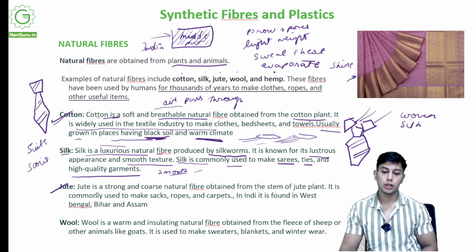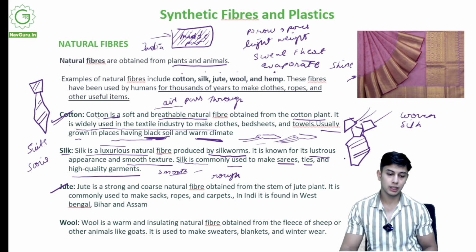Okay, so now we come to jute. What is jute? Jute is a strong and coarse material. What do I mean by coarse material? It is very rough. It is obtained from the stem of the jute plant. This is the jute plant. From its stem we can make jute fibers.